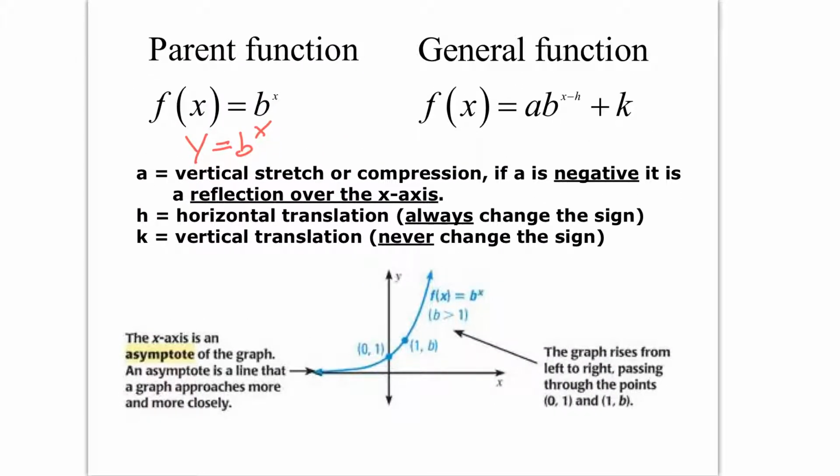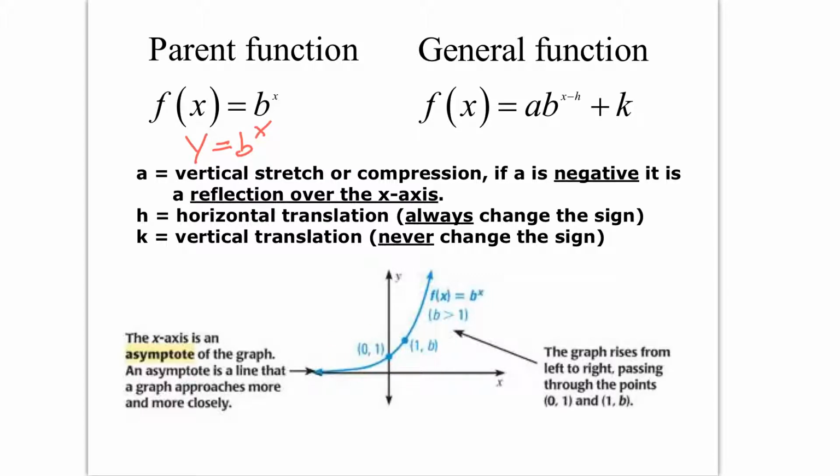So for the k value, the k value is at the end of the function, never change the sign. So if you have a plus 2, then k is positive 2. If you have a minus 2, then k is negative 2. For h, right here, in Algebra 1 we don't really use it. We just focus on the a value and the k value. But this is for Algebra 2. When you go on to that class, you will use h. So I'm just giving you a heads up of what you are going to use in the next math class, Algebra 2.